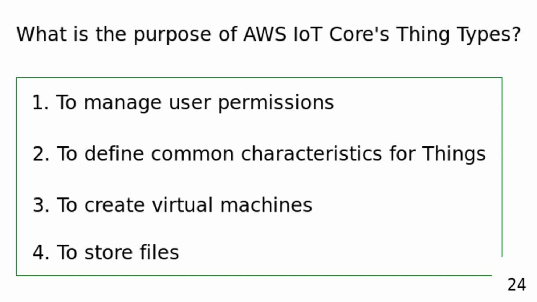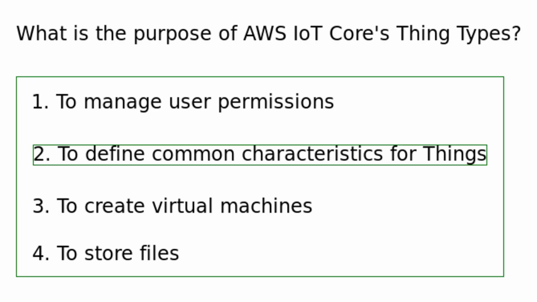What is the purpose of AWS IoT Core's thing types? To manage user permissions. To define common characteristics for things. To create virtual machines. To store files. Thing types define common characteristics for things, simplifying management.